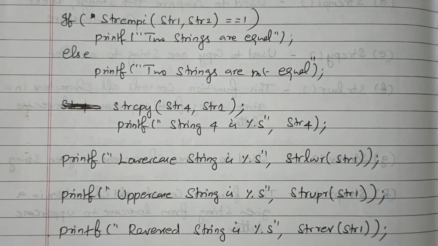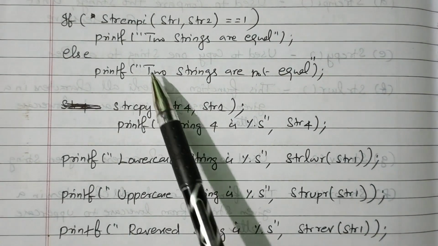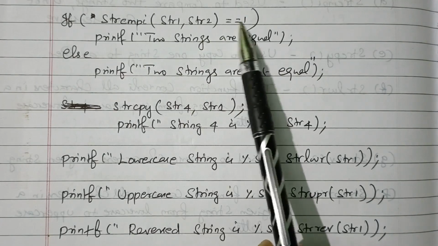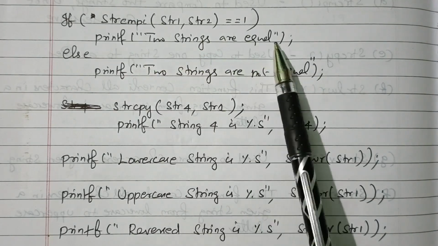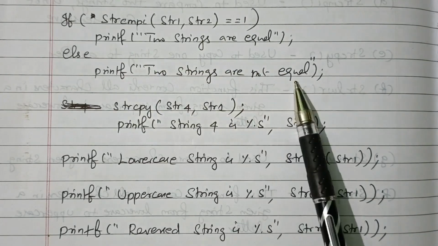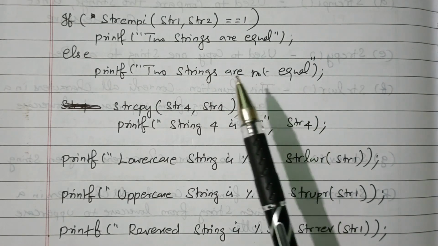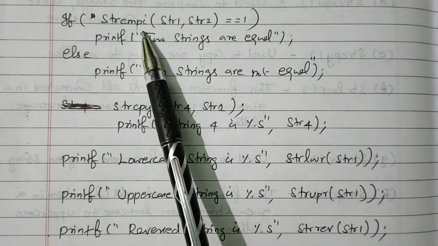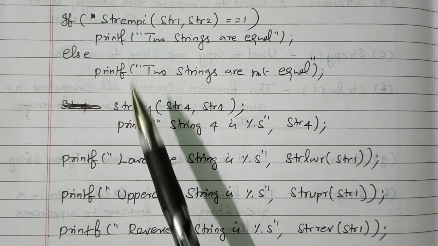strcmpi. One more string handling function is available. So here also we are checking 1. 2 strings are equal, otherwise 2 strings are not equal. So the difference from the previous one is that strcmp is case sensitive, while strcmpi is not case sensitive, right?